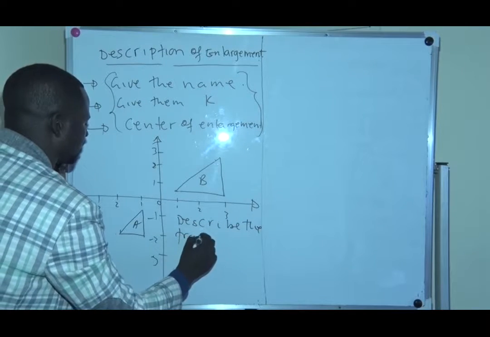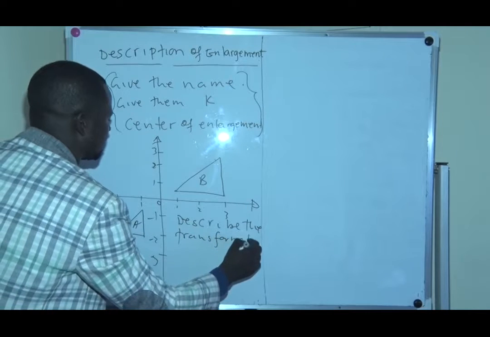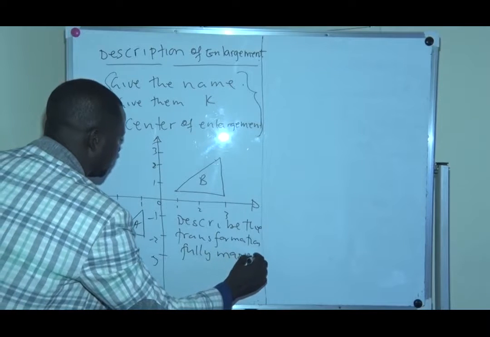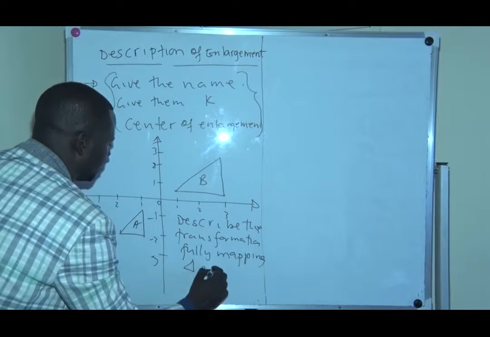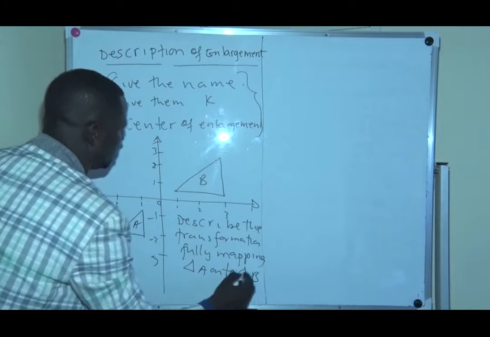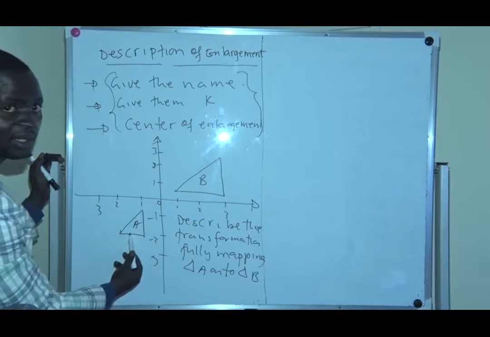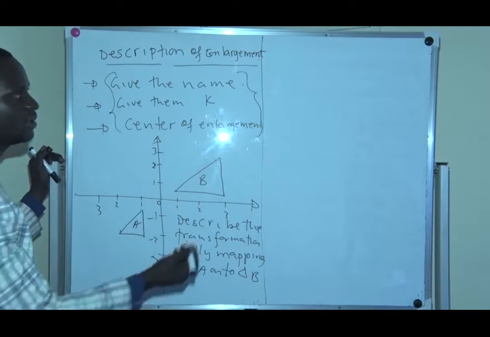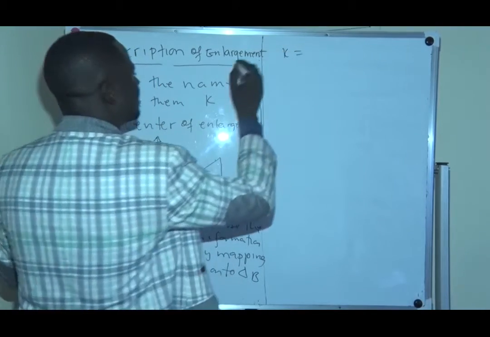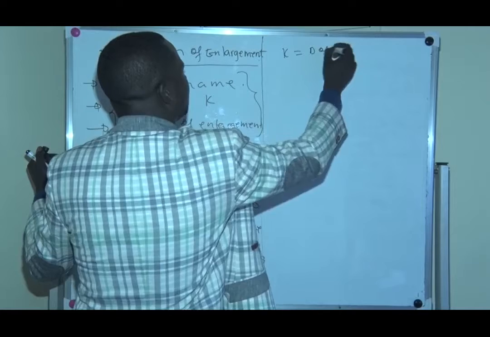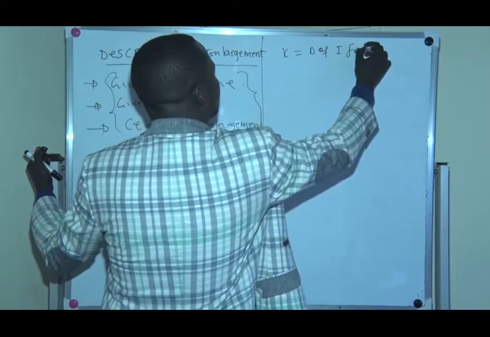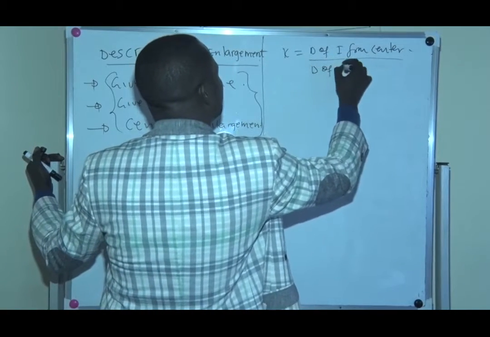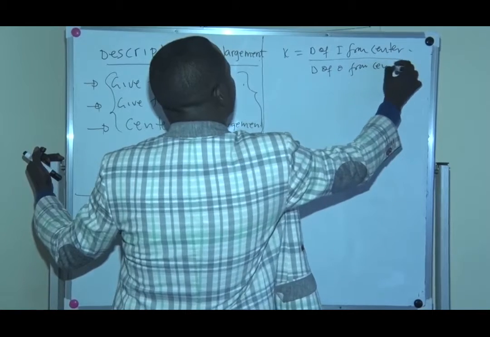So if they say, for example, describe the transformation fully mapping triangle A onto triangle B, here by observation you can tell that's enlargement, that is 1 mark. But now you need to calculate the scale factor first. There are 2 methods. The first one: scale factor can be the distance of image from center over the distance of object from center.